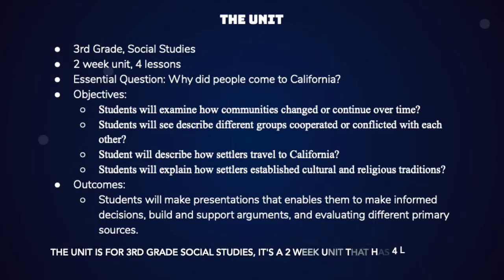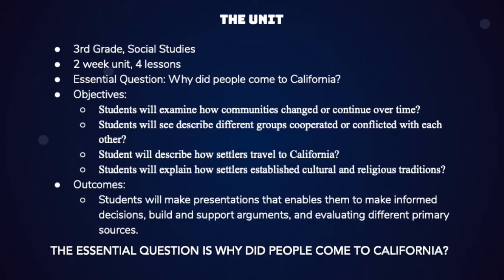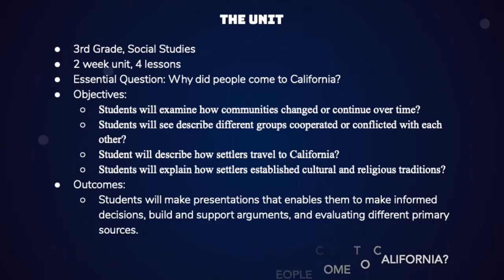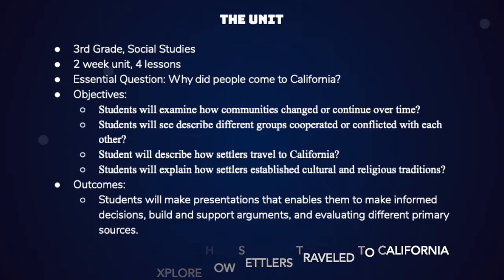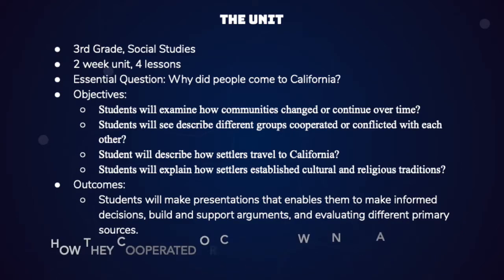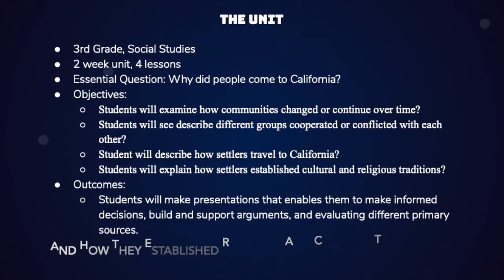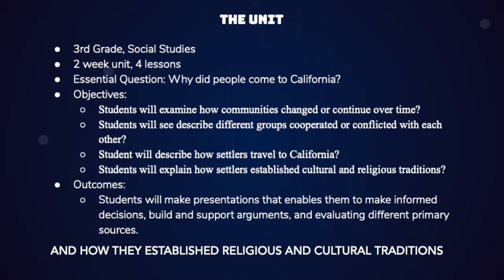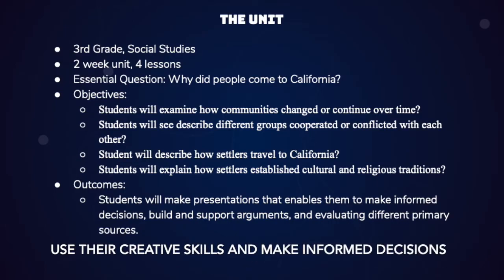The unit is for third grade social studies. It's a two-week unit that has four lessons. The essential question is, why did people come to California? The objectives explore how settlers traveled to California, how they cooperated or conflicted with Native Americans, and how they established cultural and religious traditions. The outcome of this unit is that students will collaborate with each other, use their creative skills, and make informed decisions.